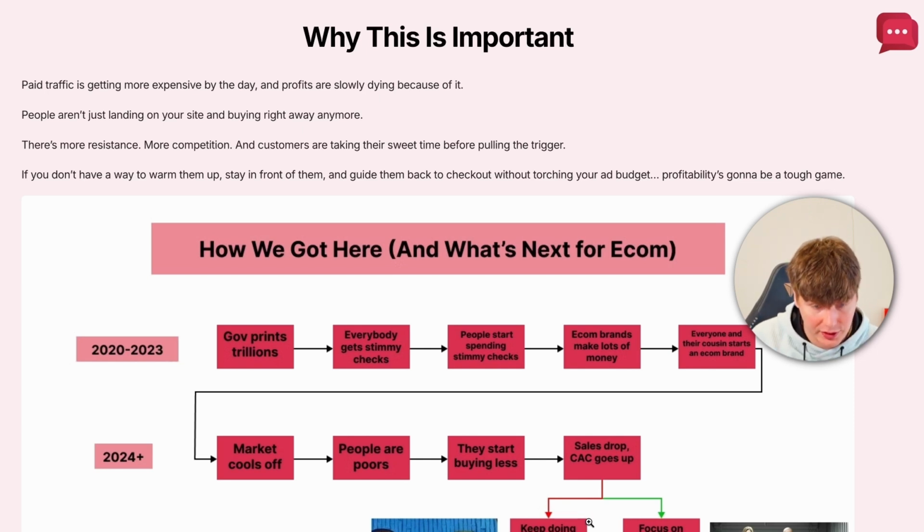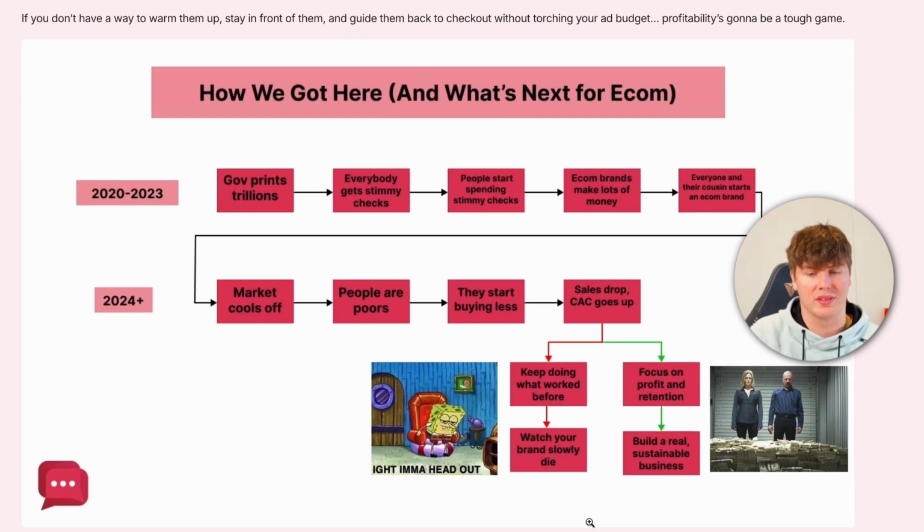So here's a little chart of how we got here and what's next for ecom. From 2020 to 2023, the government is printing money. Everybody's getting stimmy checks. People are spending their stimmy checks. Ecom brands are making a ton of money. Everyone was starting brands, so there's more competition.